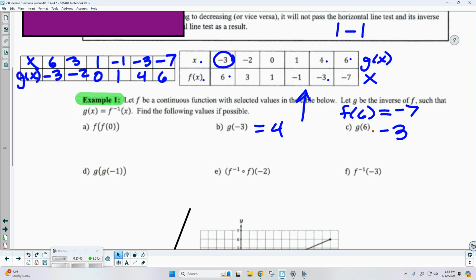Okay, so D, E, and F. I think I was giving the other classes a couple minutes to run through those. So evaluate for me D, E, and F, and then we'll come back and talk about it in a second. Now remember E right here in the middle, remember that little circle, that still means composition. So this is the same as if I were to write f inverse of f of negative 2. It's still the same.